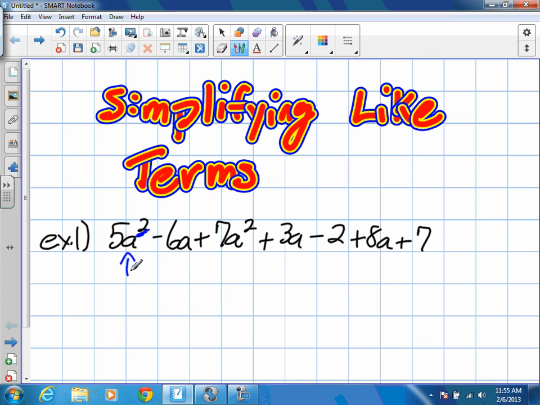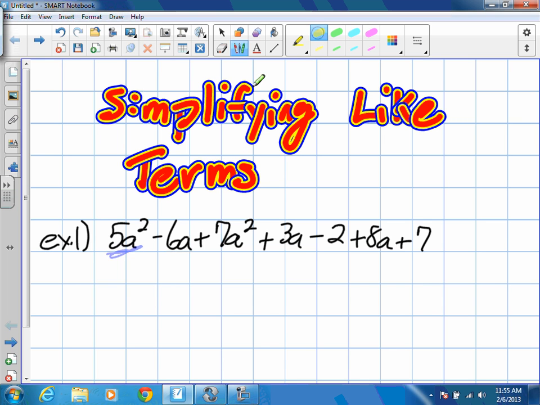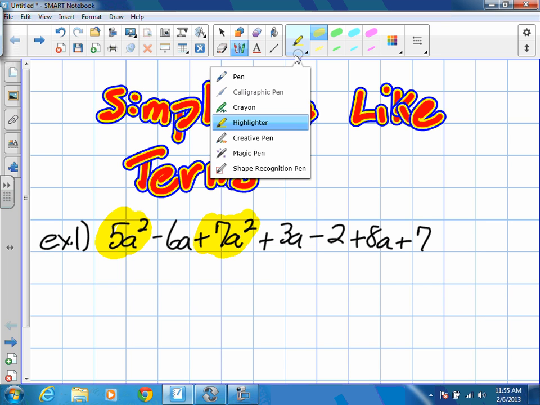When we look at this first one, we have 5a squared minus 6a. Are these exponents the same? These two terms aren't like terms. Now what power is this a technically to? 1. That's right. It's technically to the number 1 there. So what would be a like term of 5a squared, Seth? That's right, 7. We have 7a squared, so I'm going to highlight both of them. This is positive 5a squared and positive 7a squared. Those two are going to be like terms.